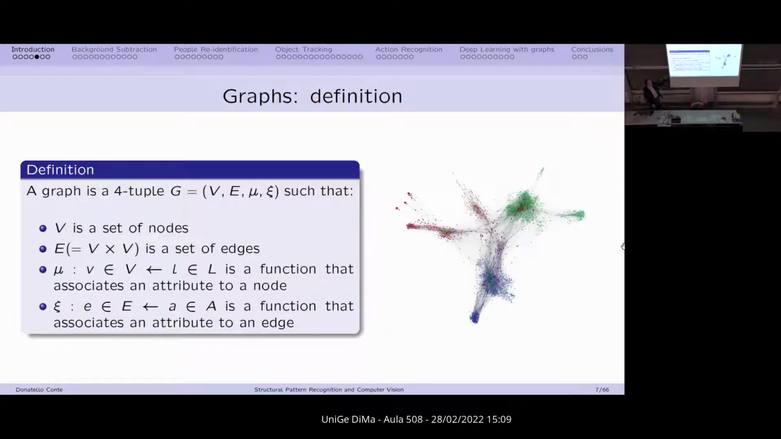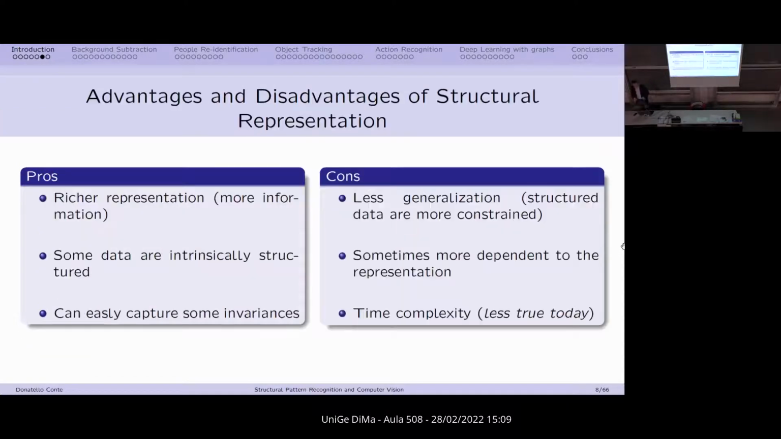This is the classical definition of a graph. A graph is a set of vertices and a set of edges. The edges are the relationships between nodes, but there are also two functions that associate each vertex with a label, and the label is generic: it can be symbolic data or statistical data, or a mixed set of statistical and symbolic data, and we can also have attributes on edges. So the representation is very rich.